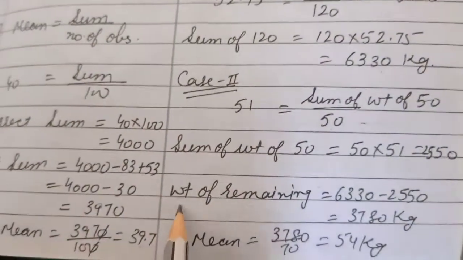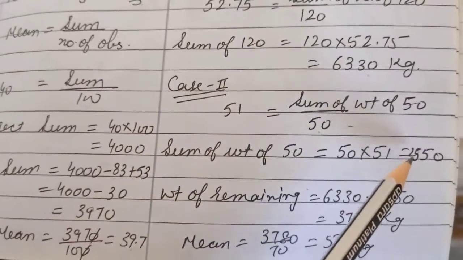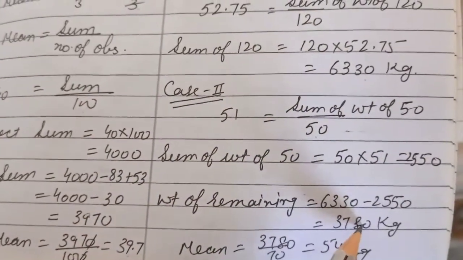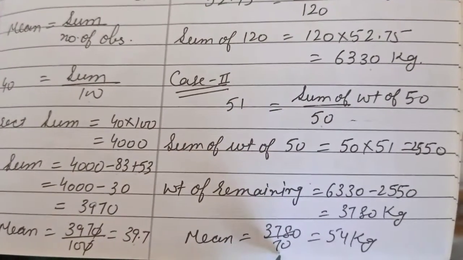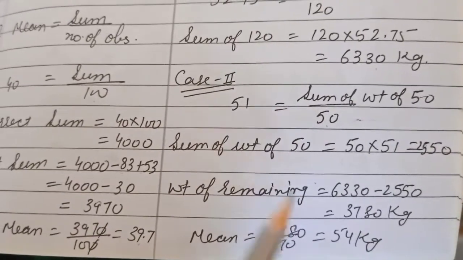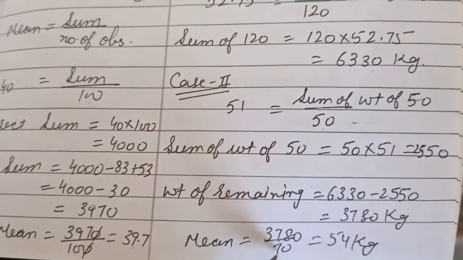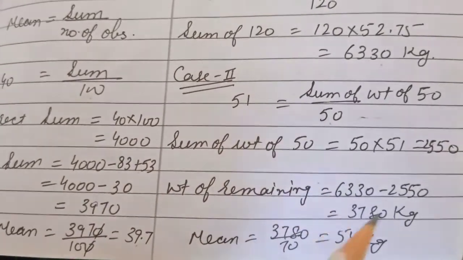So what will be the weight of the remaining? How will we find it? Total minus the weight of 50 students, we subtracted. Then mean is equal to the value divided by how many students are remaining. Out of 120, 50 were taken. So 120 minus 50 is 70 students. So the mean of the remaining students is 54 kg.